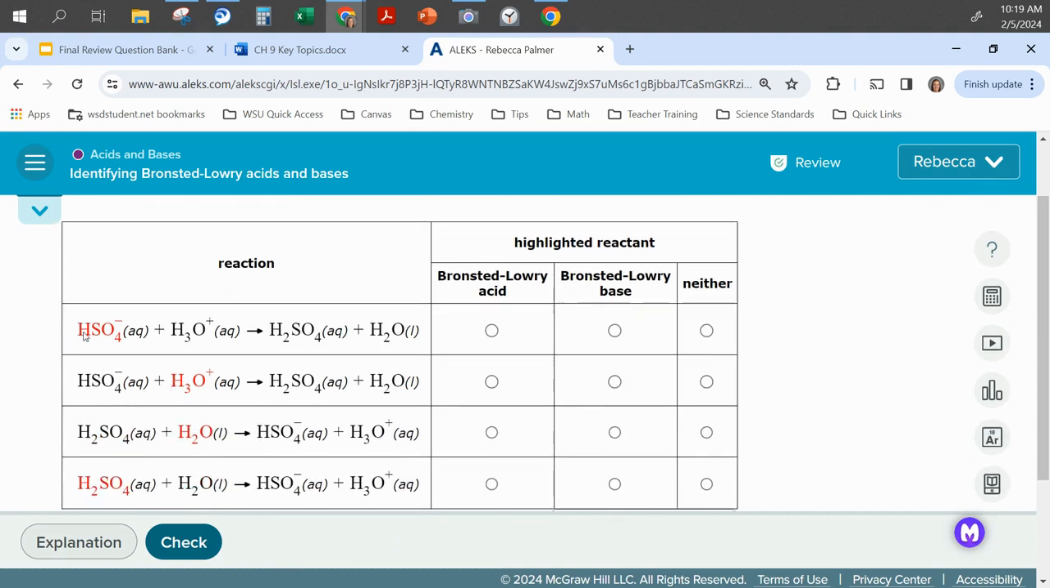So this one up here, we have HSO4⁻. Okay, I have another hydrogen. That means it gained a hydrogen. So that means this is the base. It's acting as the base because it got the hydrogen. If it's accepting, it's the base.